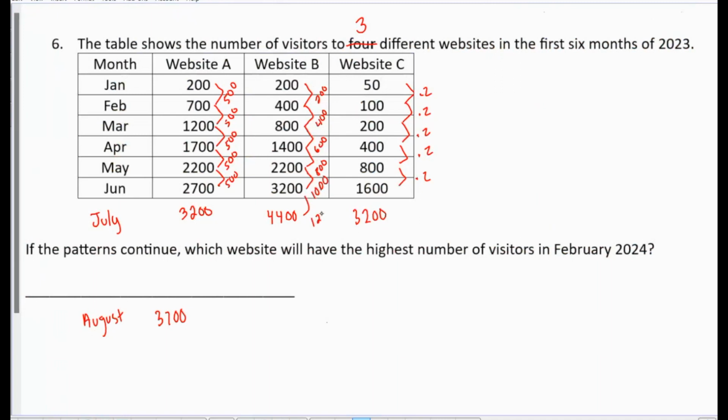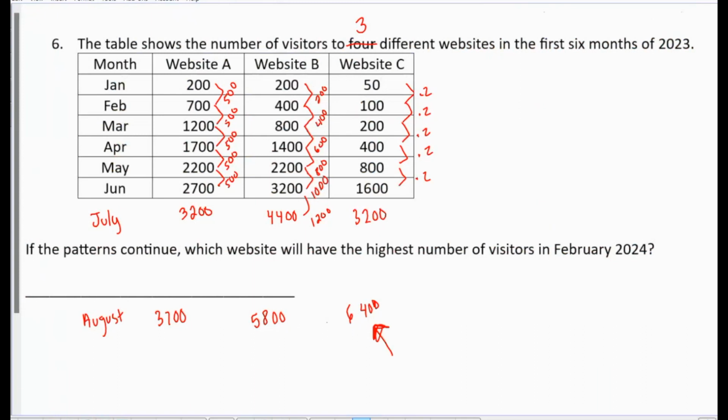We went up 1,200 here, so now we're going to be going up 1,400, which is going to give us 58. And here we're going to be doubling, which is going to give us 6,400. So we could continue the pattern, but we can already tell which one's going to be. Just by doing the next 2 months, we already know that website C is going to beat. Why? Because website C is doubling every single time, and that is actually an exponential function.